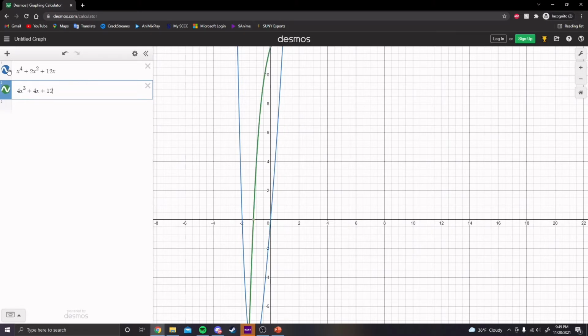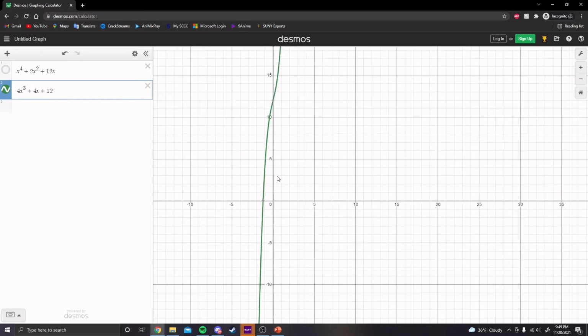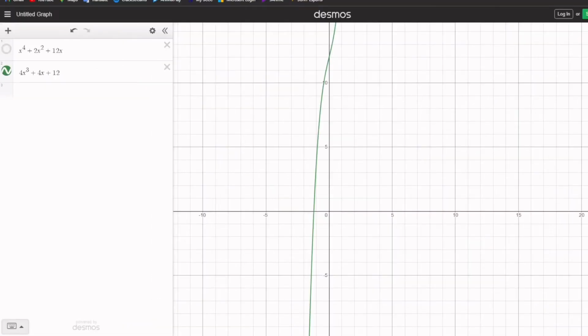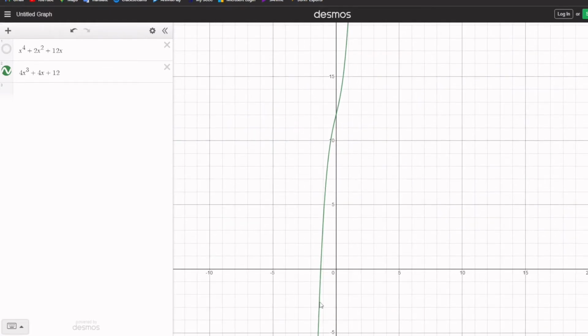Okay, so we're going to take away this one for now, and we're just going to look at this one. If you're just looking at the first derivative graph of this, you can see that it's negative for a while until it reaches this point, and ironically enough, that point is 0.